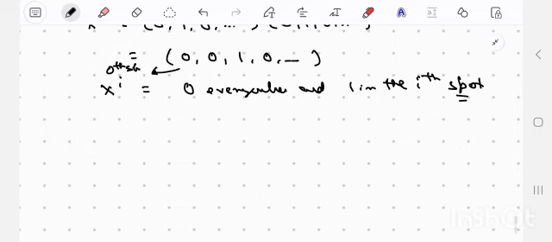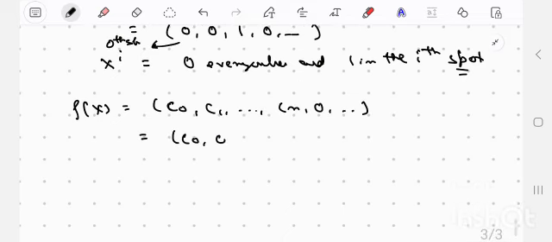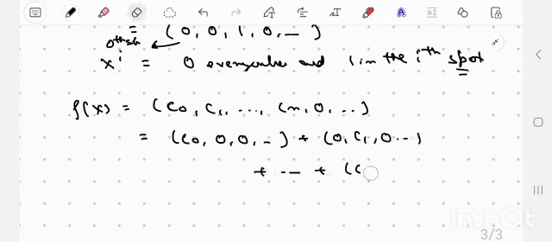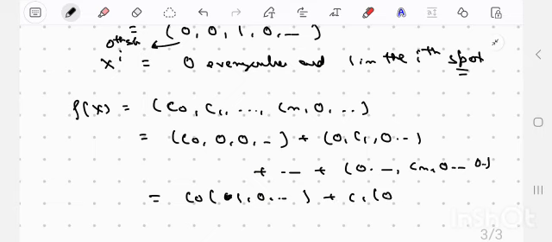In that case, observe what your f of x is. Your f of x is, as we defined it, c0, c1 till cn, and all the rest of the elements are 0. So this should be c0, all the elements 0, plus 0, c1, 0, and all the elements 0, continuing till 0 till cn, 0, and all the elements 0 again. So we can definitely write this as c0 times the element 1, 0, and so on, plus c1 times the element 0, 1, 0, and so on.